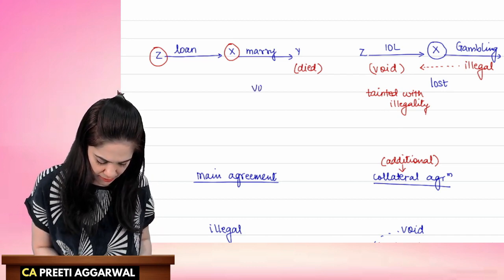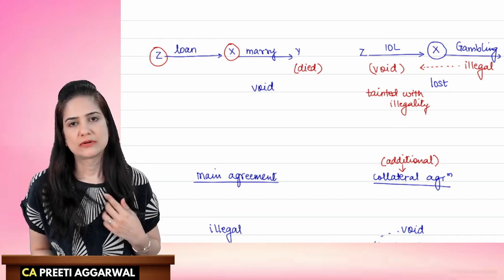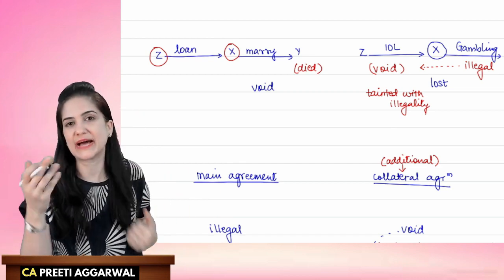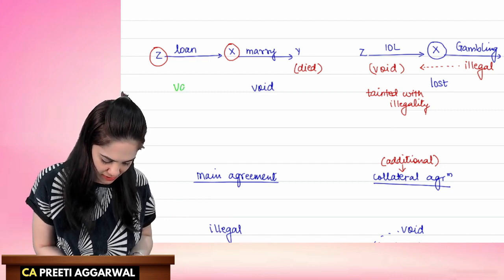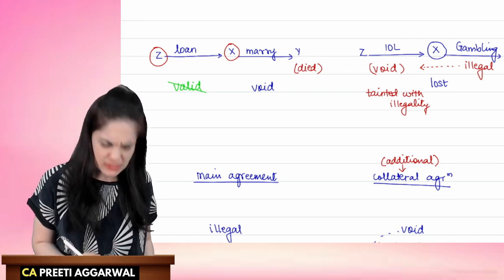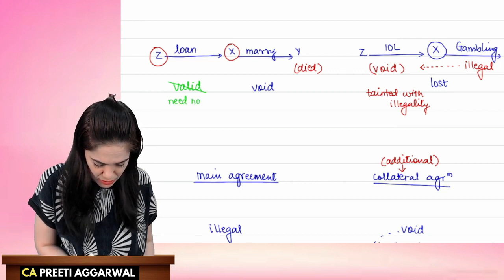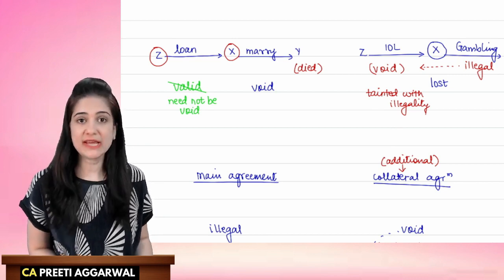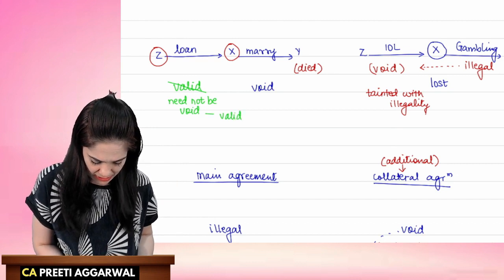So this contract becomes void because now marriage is not possible. What about the loan? Can we tell Z that, listen, marriage did not take place, so now I will not repay the loan? That's not the case. No, you have to repay the loan. The collateral will remain valid. But law does not expressly call it valid. Law says if the main agreement is void, the collateral need not be void. They are so smart. They are saying it need not be void.